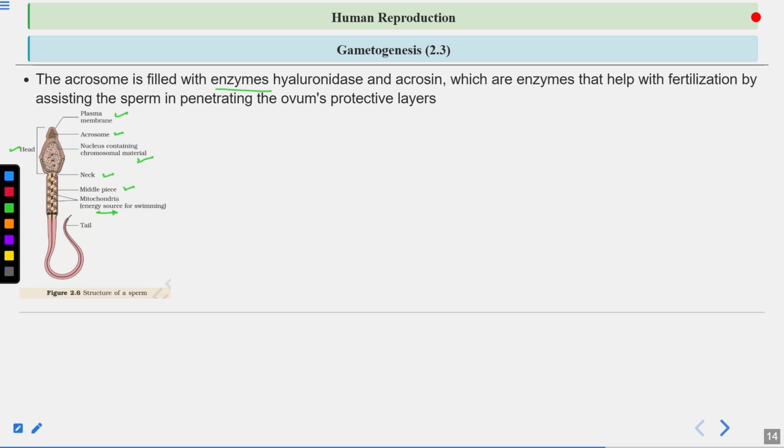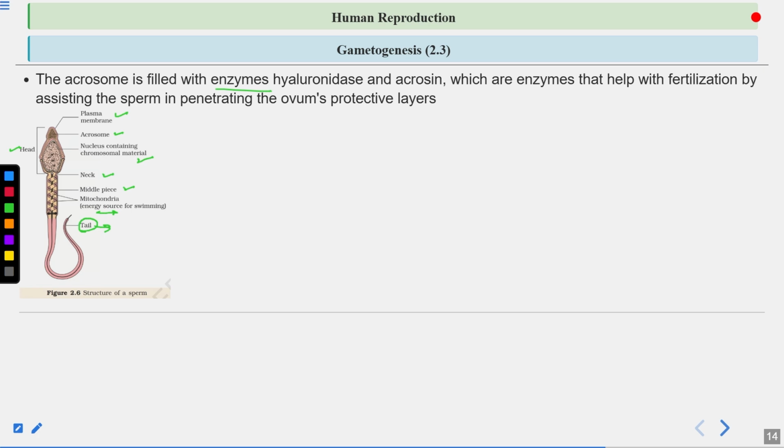This sperm also has a tail. This tail helps in swimming, and for swimming, energy is required. This energy is provided by the mitochondria. So that's why it is written mitochondria: the energy source for swimming, the numerous mitochondria present in the middle piece.